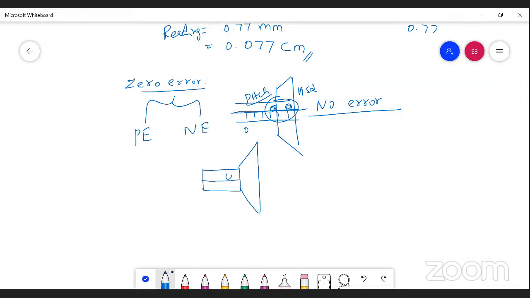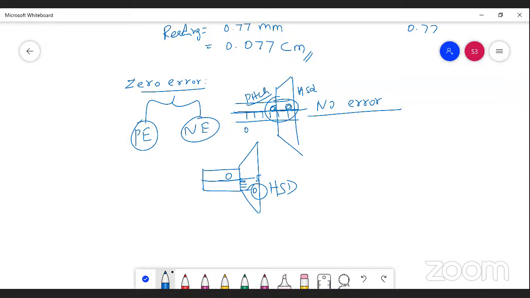The zeroth of the pitch scale is not coincident with the zeroth of the X scale when there is error. It is divided into positive error and negative error. The X scale zero is below the reference line of the pitch scale. I mean zero is here, and this is 5: 1, 2, 3, 4, 5. The zeroth of the X scale is divisions below the pitch scale zero, I mean the pitch scale reference line.